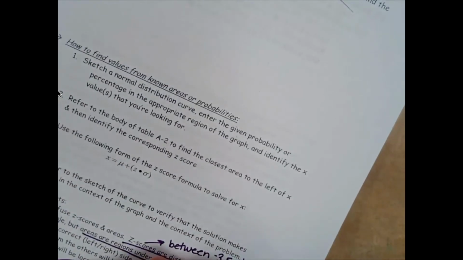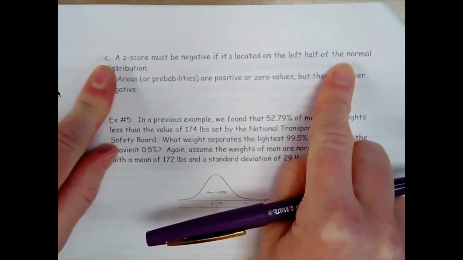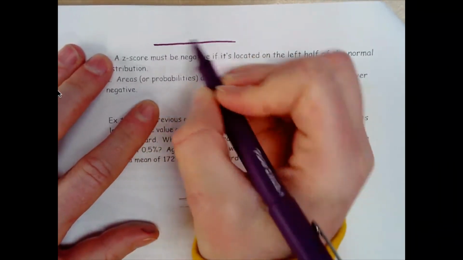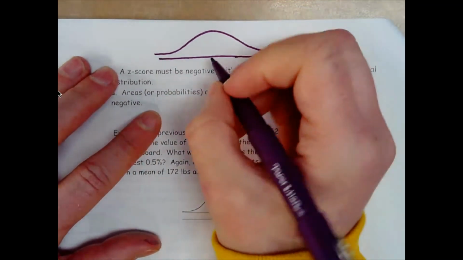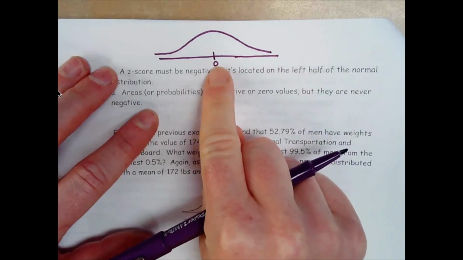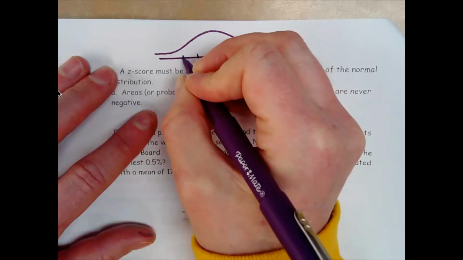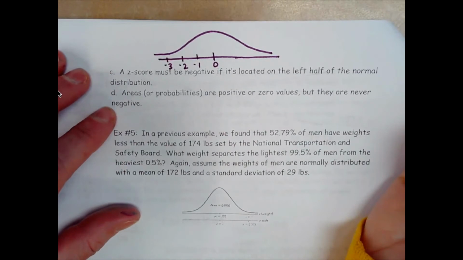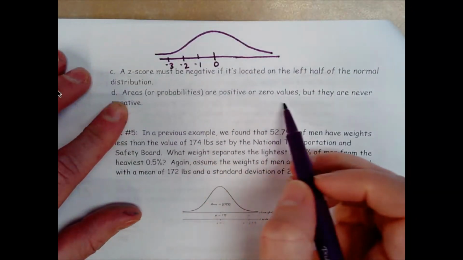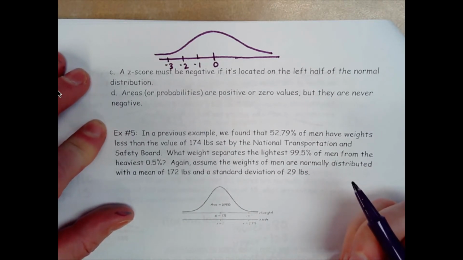Okay, on C, a z-score must be negative if it's located on the left half of the normal distribution. So if we're talking about mean being 0 and our standard deviation being 1, this is your mean in the middle, 0. Anything to the left would be negative z-scores. Anything to the right is positive. Areas are positive or 0, but they are never negative. So you'll never have a negative probability or a negative area.